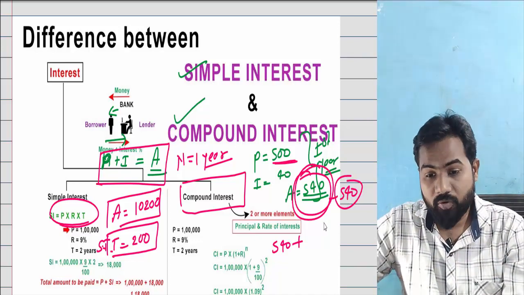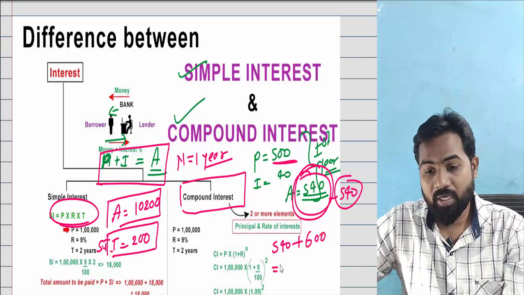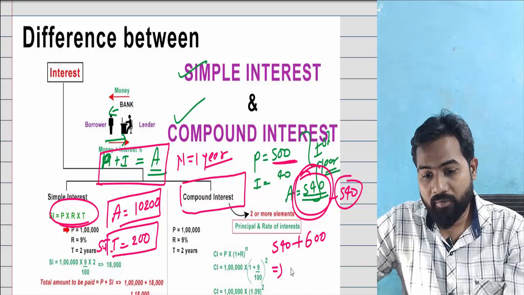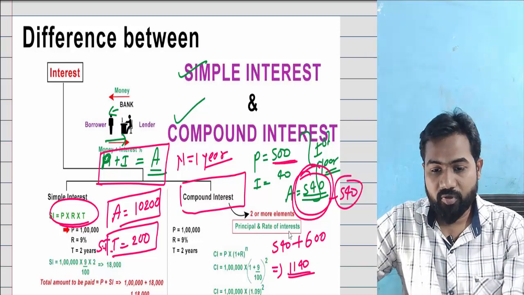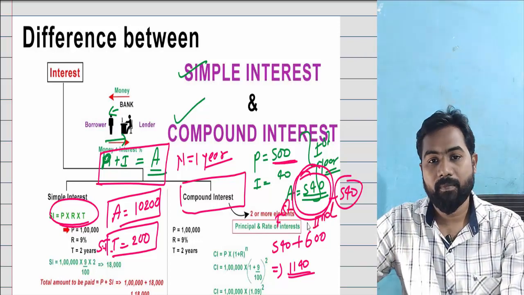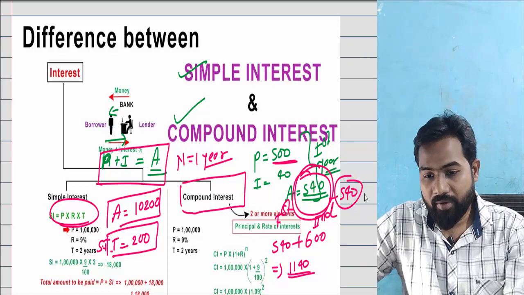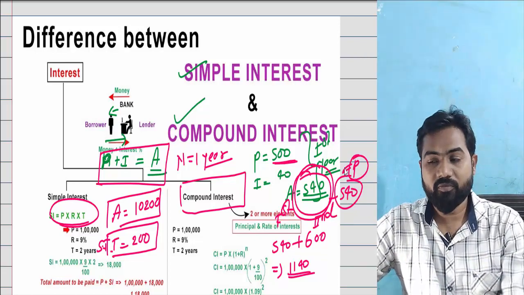You are going to pay more, like suppose you are going to pay 600. Now totally you have to pay like 1140 after 2 years, this much amount. This is for the first year, and this amount you have to pay for the second year. That means this 540 will be the principal amount for the second year, not for the first year.